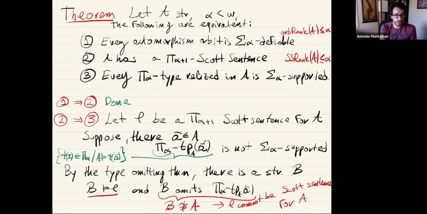Okay, so now we need to look at 3 implies 1. I don't know how much detail I want to do on that one. Let me tell you a little bit about it. Three implies 1.